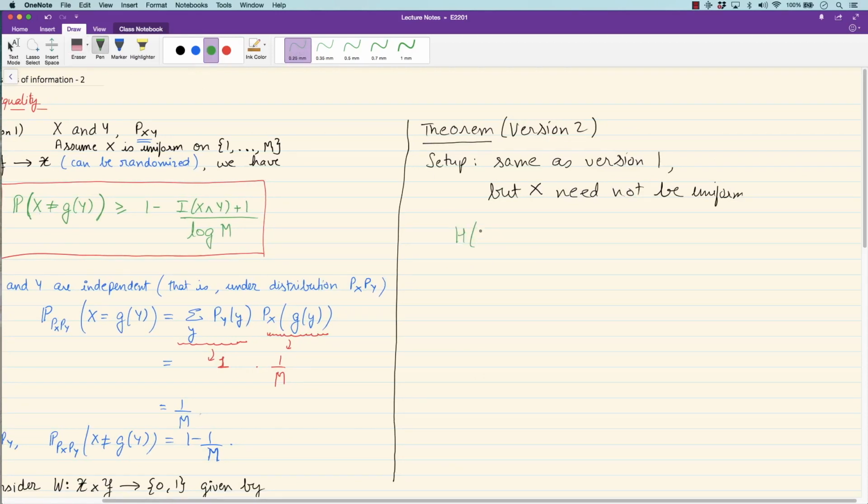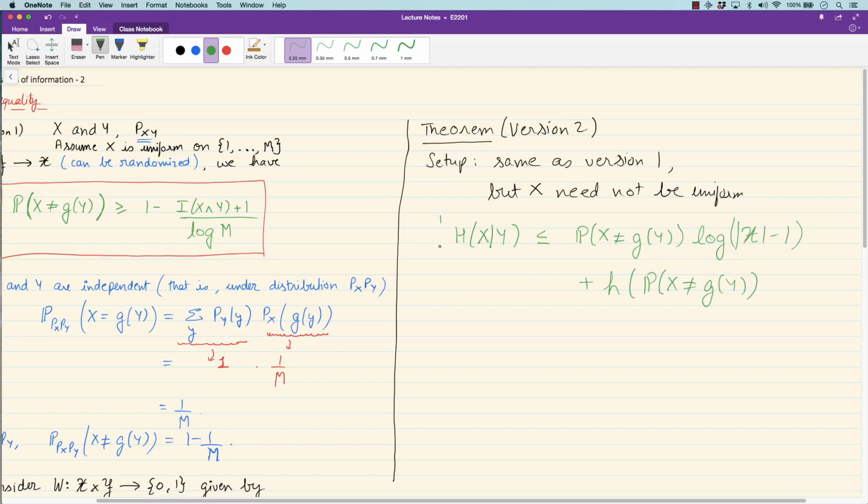So this says that the conditional entropy of x given y is less than or equal to the probability that x is not equal to g(y), times the log of the number of values that x takes minus 1, plus the binary entropy of this probability. Okay, this is version 2.